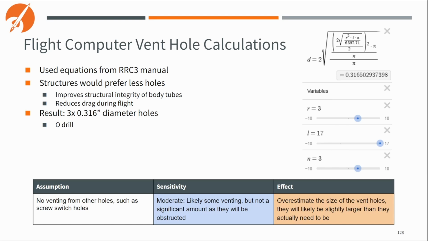Now, in making these calculations, we've made the assumption that there's no venting from any of the other holes in the avionics bay, such as screw holes, or the holes that we'll be using to cool the VTX. And in reality, that's not the case. There will be some venting, so we're overestimating the size that these holes need to be, and we're okay with that because there isn't too much of a downside to oversizing them, and the effect of undersizing them is much more severe.